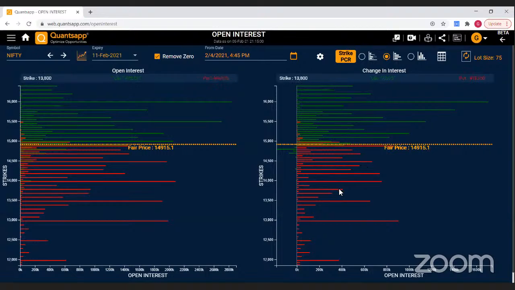So it's telling me at what level the call writers are coming, at what level the put writers are coming, and how much they are increasing their position. So if I say at the level of 14,900, I can see the call addition of almost 4,20,000 shares and the put addition of almost 8,50,000 shares. So it's telling me that put writers are more at this level, and how they are increasing their position. At the 13,000 level, put writers have added almost 9 lakh shares yesterday.